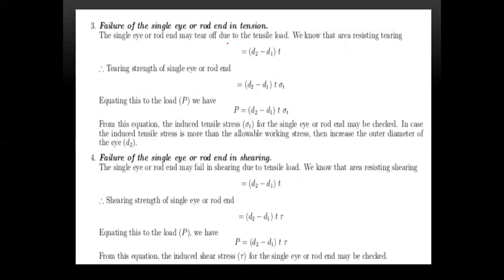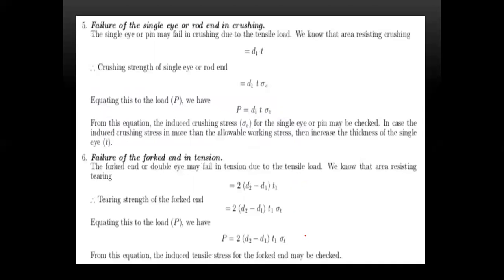Next, the third one is failure of the single eye rod in tension. This is the area, the tearing tensile strength, and the load. With this we can determine d2 and sigma t. Then the rod in shearing. This is the area, the shearing strength, and the load. With this we can calculate tau. Then the failure of the single eye rod in crushing: d1 t into crushing strength equals the load.